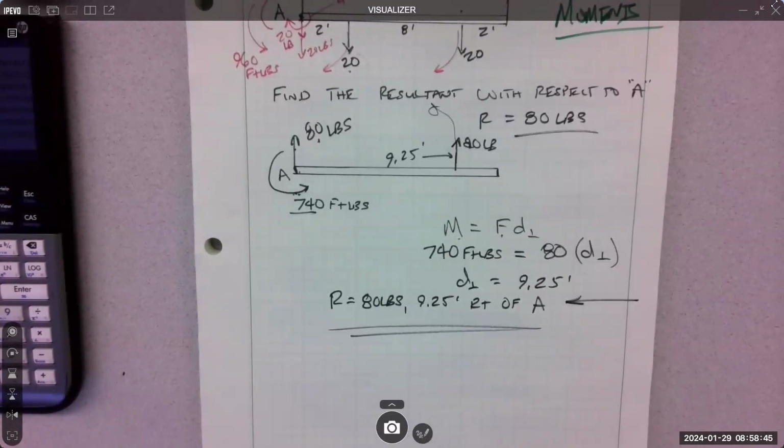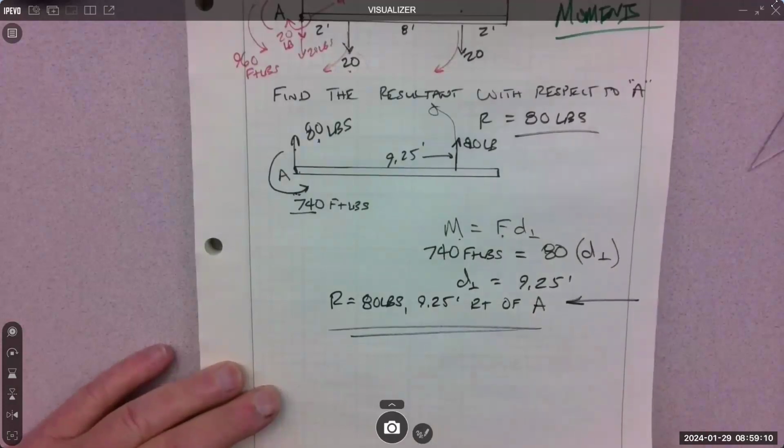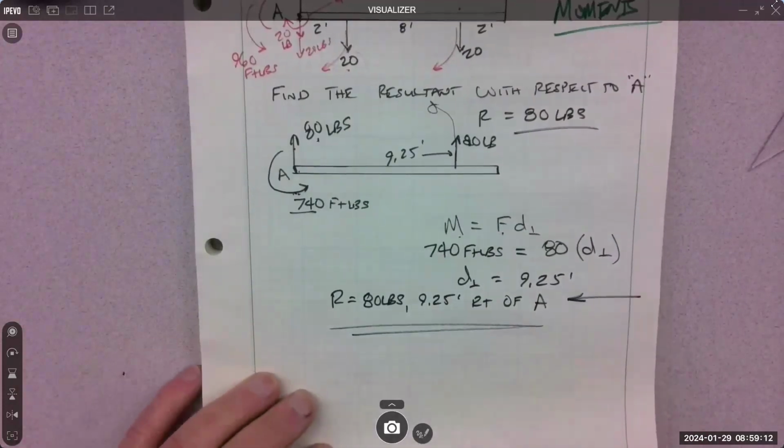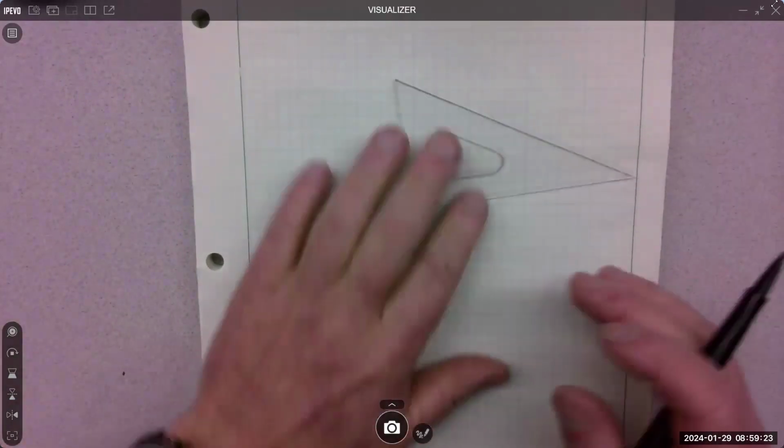Non-concurrent systems. Collect everything at one spot, add it all up, redistribute the resultant back out onto the system. Now, good? It's a lot. Take some practice. You'll get one practice problem like this. But the practice problem you're gonna get has a distributed load on it. So we should talk about distributed loads and how we deal with them.